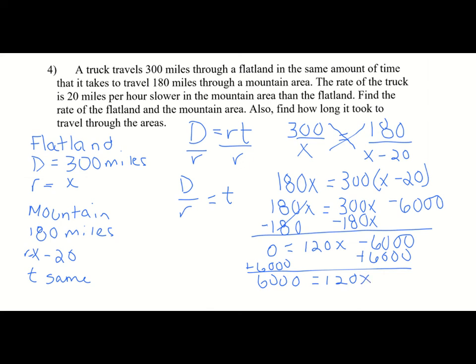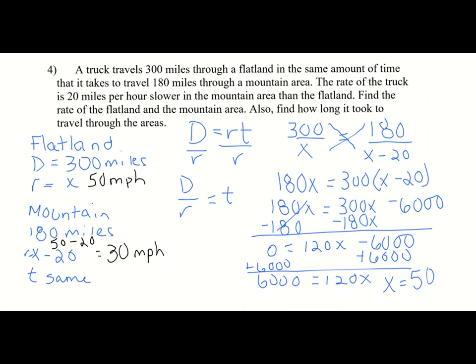6,000 divided by 120 is going to equal 50. So x equals 50, which is our flatland speed. So it's 50 miles per hour. The mountain area is 20 miles slower. So 50 minus 20 is going to give me 30 miles per hour.